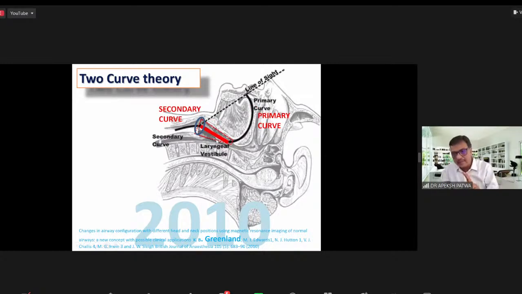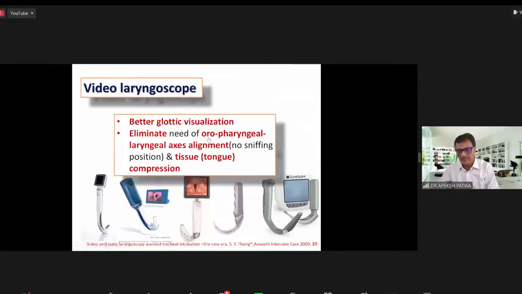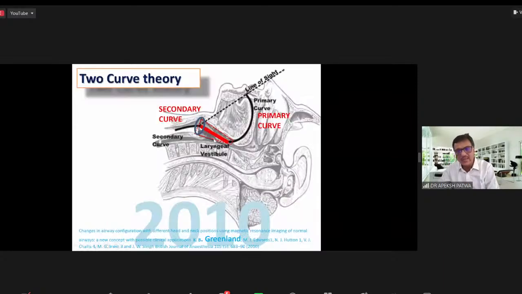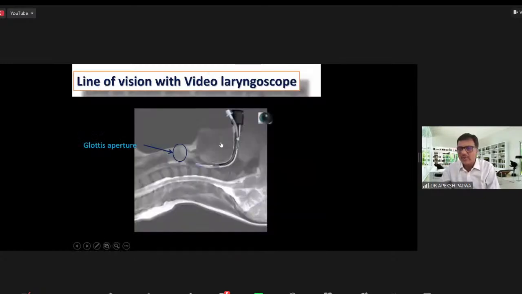If you place the camera over this line, facing towards the larynx, you will get the laryngeal view. That's the basis behind direct laryngoscopy, and the basis behind video laryngoscopy. So you need to place a camera over this line to get the laryngeal view. Indirectly, we are shifting our eyesight into the pharynx to take the image of the larynx. So the line of vision is only this much. It's totally different from the line of vision we create with direct laryngoscopy.